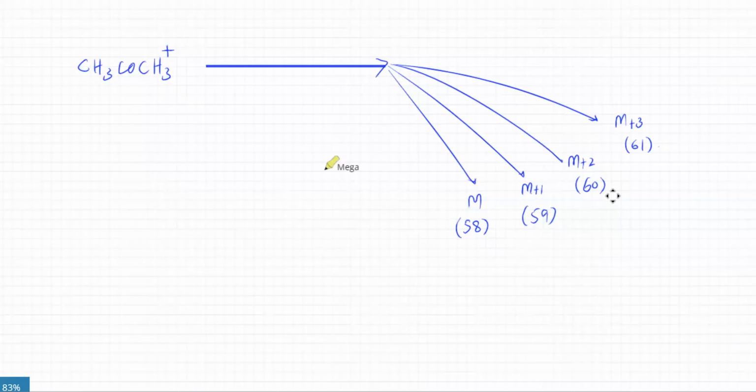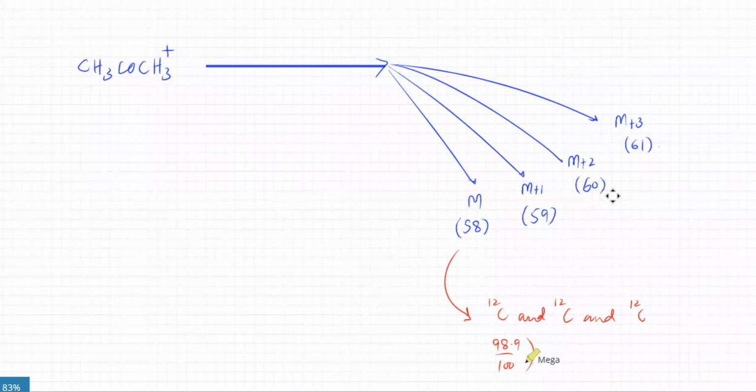Remember, what should come out? With 3 carbon atoms, detecting the M peak should be about 97% now. So to get 58, all 3 must be carbon 12. So it should be carbon 12 and carbon 12, and the last one should also be carbon 12. All 3 of the atoms in this molecule must be carbon 12. So what's the probability? It's 98.9% into 98.9% into 98.9%. So that's basically a cube of that. Okay, so that's the probability, and we'll just calculate that, and this will come to 97.